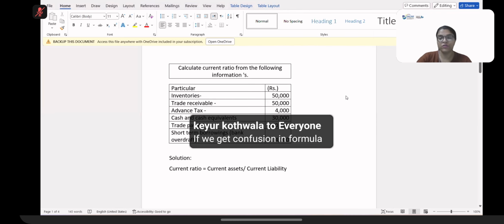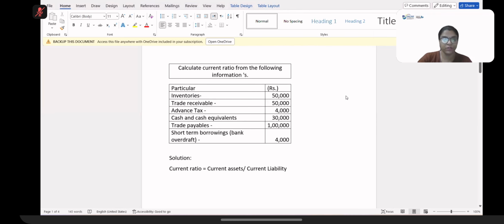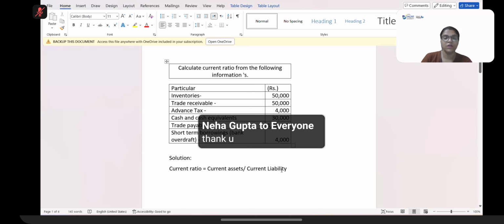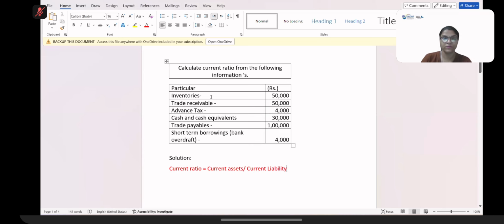Calculate current ratio from the following information. The details are given to you: inventories, trade receivable, advance tax, cash and cash equivalent, trade payables, short-term borrowing, that is bank overdraft. So we are supposed to calculate what? Current ratio. So what was the formula for current ratio? Current assets divided by current liability.